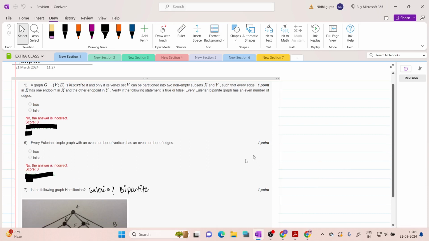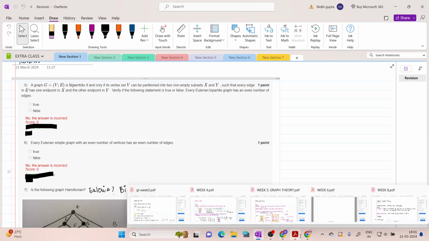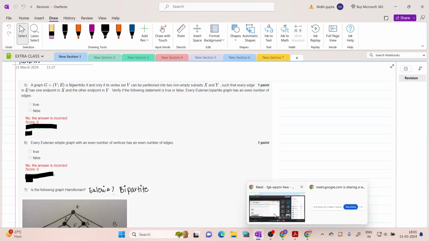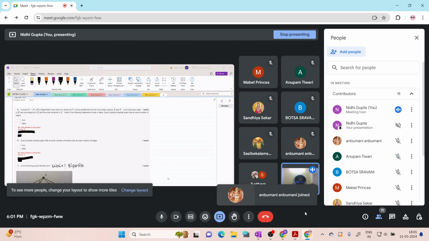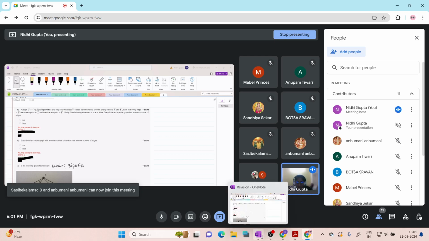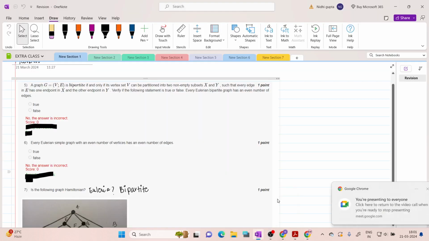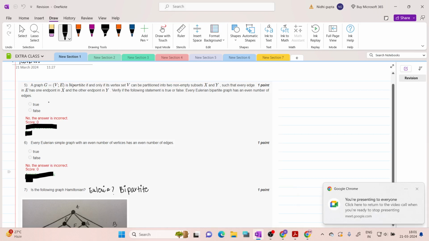So the first question is this. We are given a bipartite graph, and the first question is asking if every Eulerian bipartite graph has an even number of edges. What do you think? Is it true or false? True, ma'am. Does everyone agree it is true? Okay. So why is it true? The answer is true.